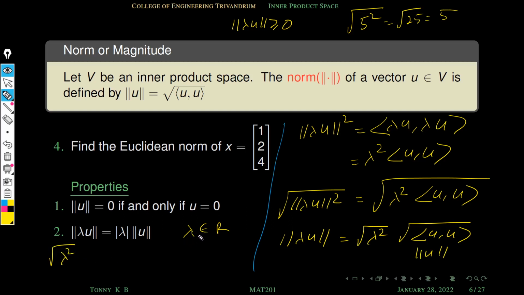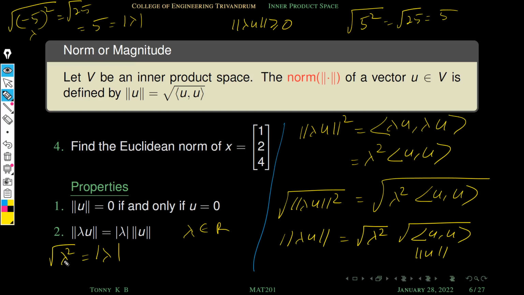Here our assumption is that lambda is a real number. Lambda may be 0, positive, or negative. So what about the positive square root of lambda square? That is equal to modulus of lambda. Why? For example, consider (-5) square and its positive square root. Suppose lambda is negative. Then this is equal to the positive square root of 25, that is equal to 5. This is not equal to lambda, because here lambda is minus 5. So this is nothing but our modulus of lambda.